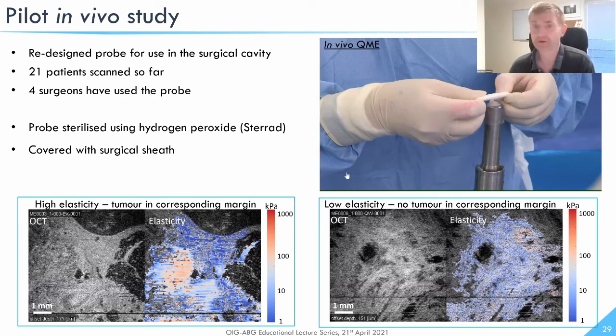It's pretty explicit, so just warn you about that. But we sterilized the probe, and also put this surgical sheath on it as well, a requirement in the hospital that we're based in.